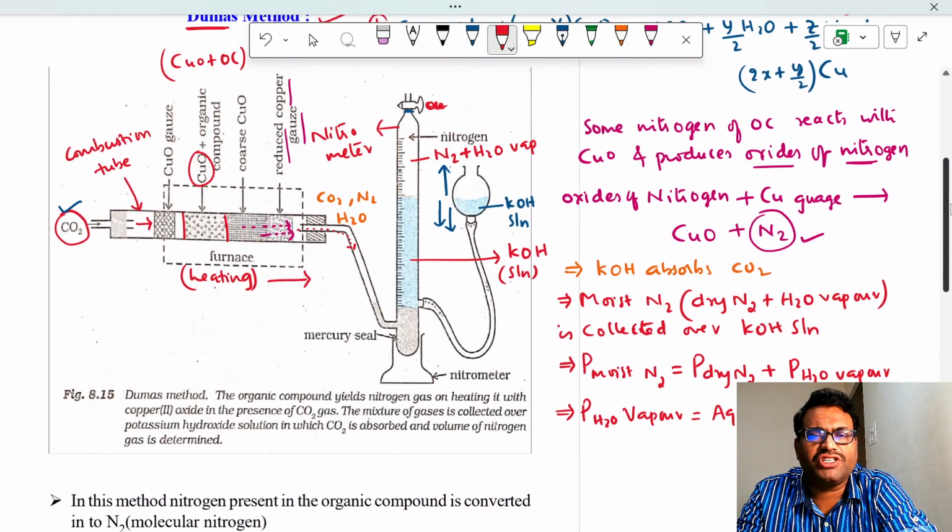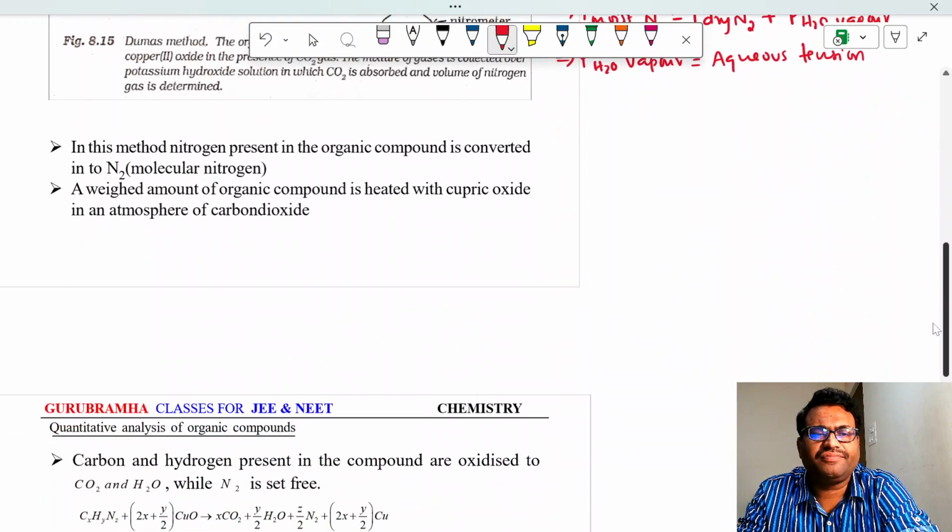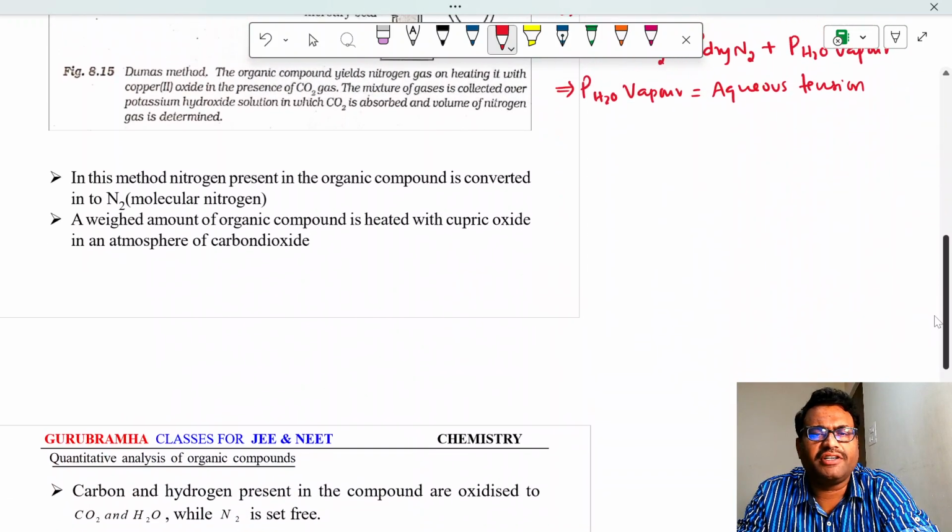So this is how the procedure proceeds in the Dumas method, where over this KOH solution, nitrogen along with water vapor, moist nitrogen, is collected. So here this nitrogen is estimated. Let us see the next part.